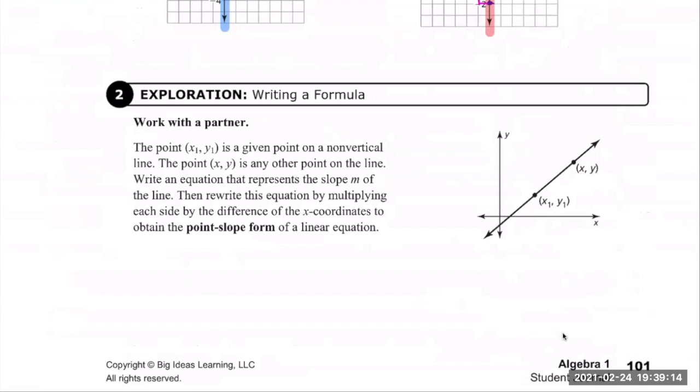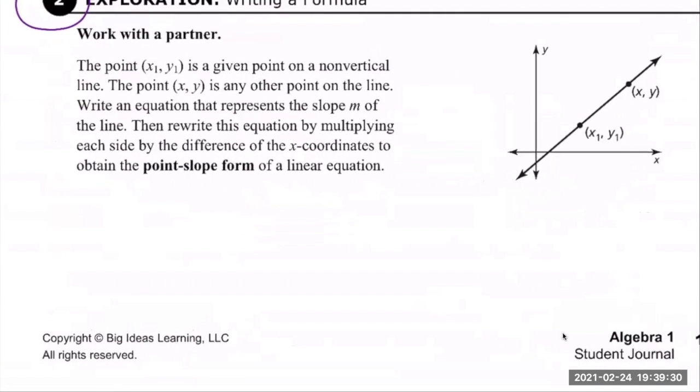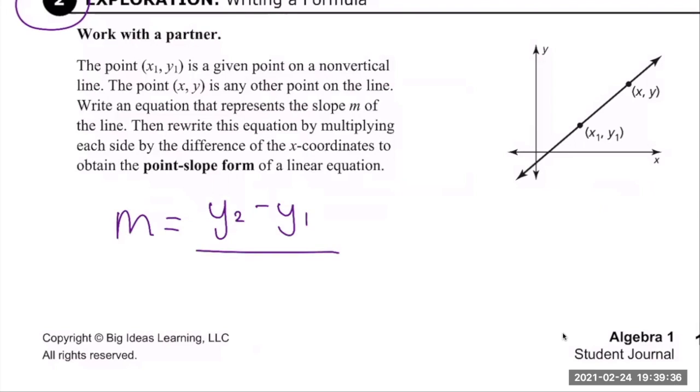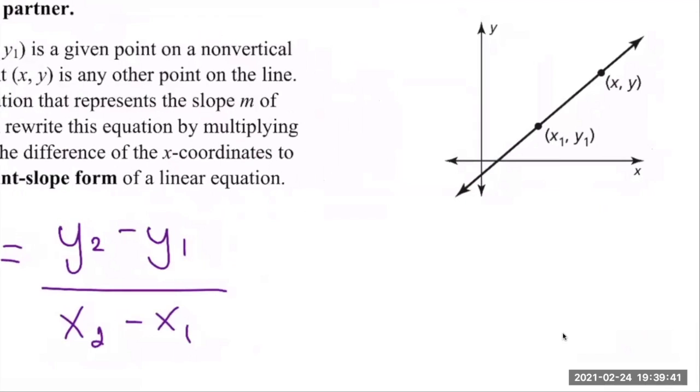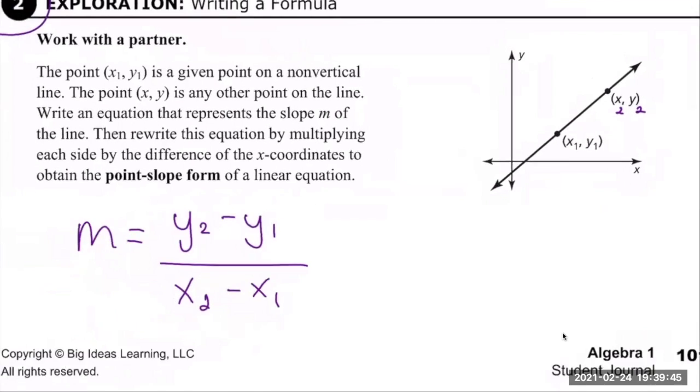So now we're looking at exploration 2. We've already done some of this work, because what we're doing here is trying to create a formula for finding our slope when we're given 2 points. Well, we've already done this. Remember, m equals y2 minus y1 over x2 minus x1. So in this case, this would be 2 and 2. They just didn't put it there.